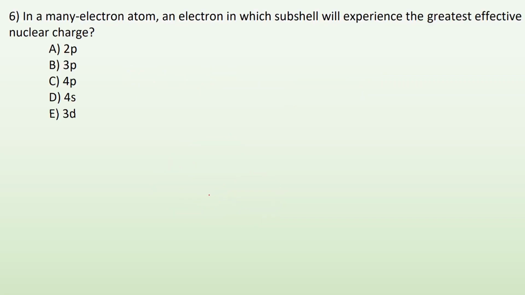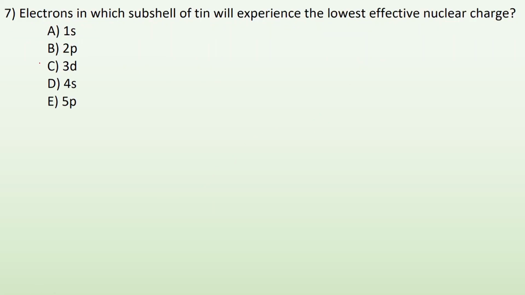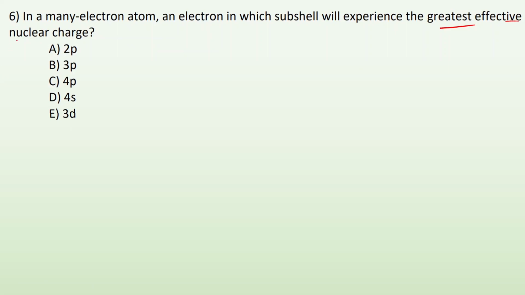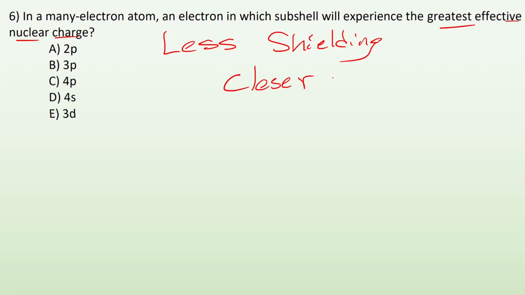All right, number 6, in a many electron atom, an electron in which subshell will experience the greatest effective nuclear charge? So this one, we're looking for the one that has the least amount of shielding. So which one is closer to the nucleus? All right, so looking at this, we got 2p. 3p is not as close as 2p. 4p is not as close as 2p. Now there's 4s. Now there's 3d. So option A. I always second guess myself when the right answer is the first one.